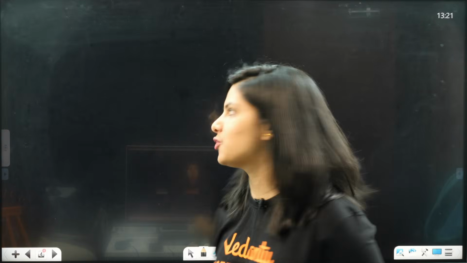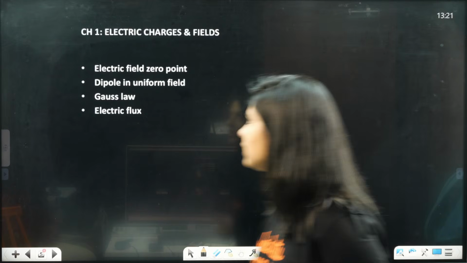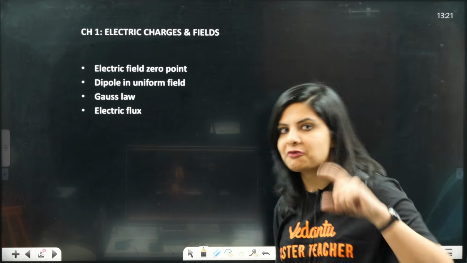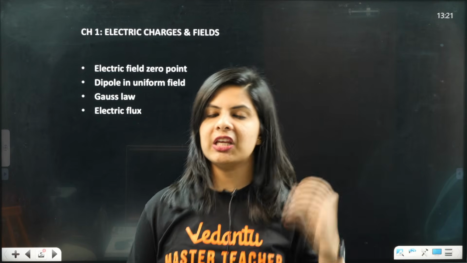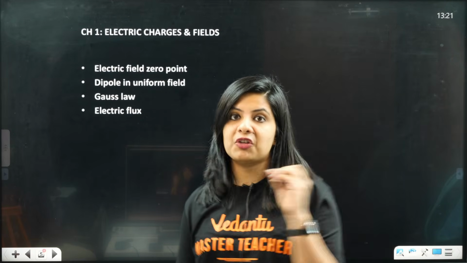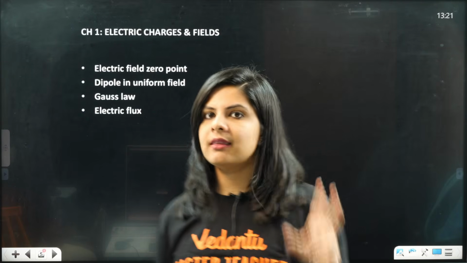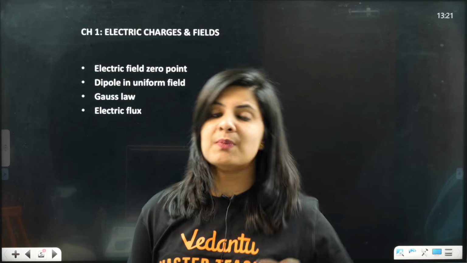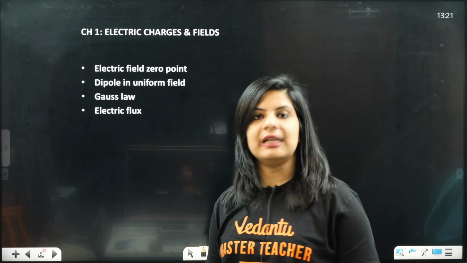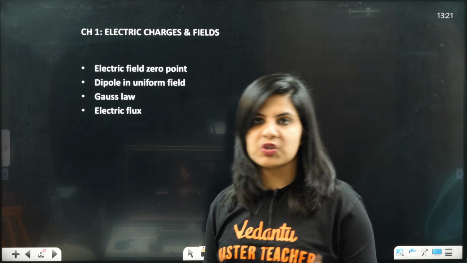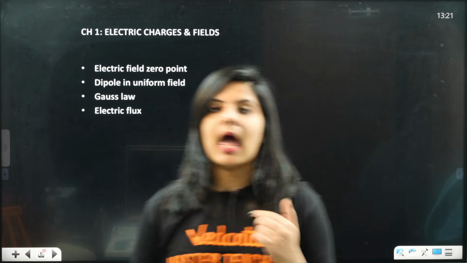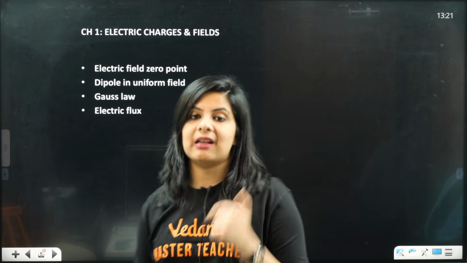For the first chapter, electric charges and fields, of course we should do at least 3-4 questions based on finding the null point, which means the point where the electric field is 0, and you can check in the question paper that it is asked multiple times. Also, dipole in a uniform field is an important derivation which you have to study, and Gauss's law and its applications are also important, and you can expect some questions from electric flux.